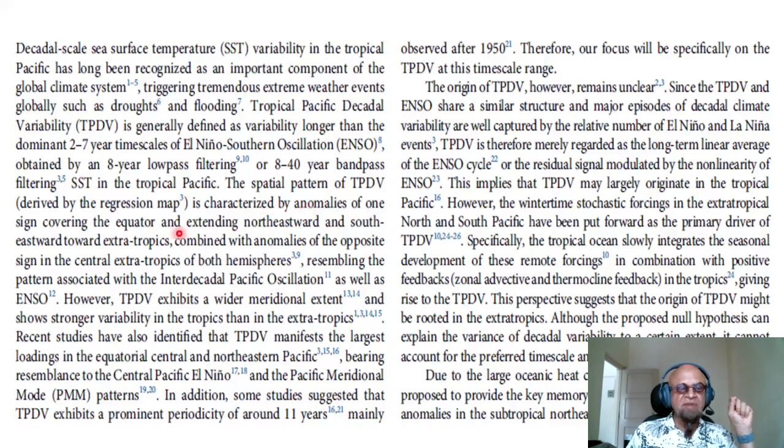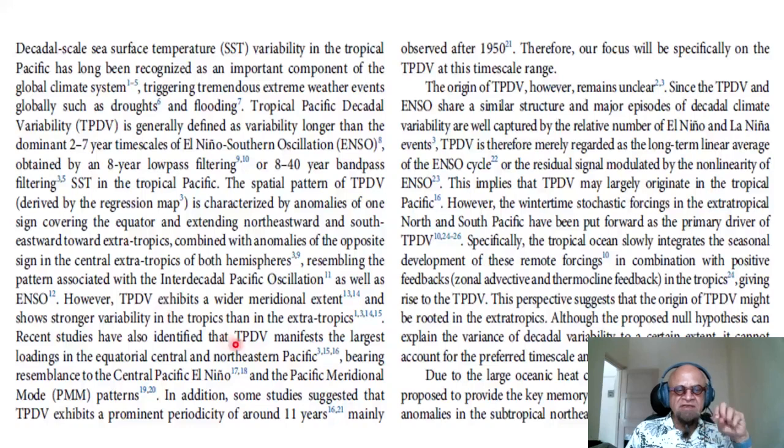The spatial pattern of TPDV derived by the regression map is characterized by anomalies of one sign covering the equator and extending northeastward and southeastward toward the extratropics, combined with anomalies of the opposite sign in the central extratropics of both hemispheres. We have already seen this, we'll see it again, and this resembles the pattern associated with the interdecadal Pacific Oscillation as well as ENSO. So ENSO has a slightly narrower pattern, TPDV is broader, and all kinds of details are there. So when you have a spatial pattern and a time scale, you are always looking for what is selecting these spatial patterns and the time scales, right?